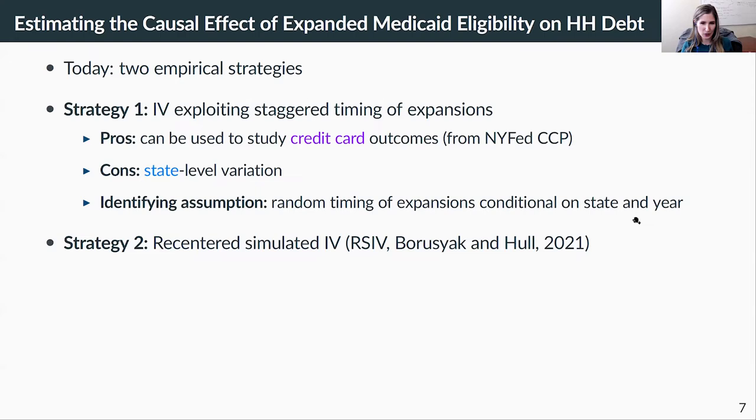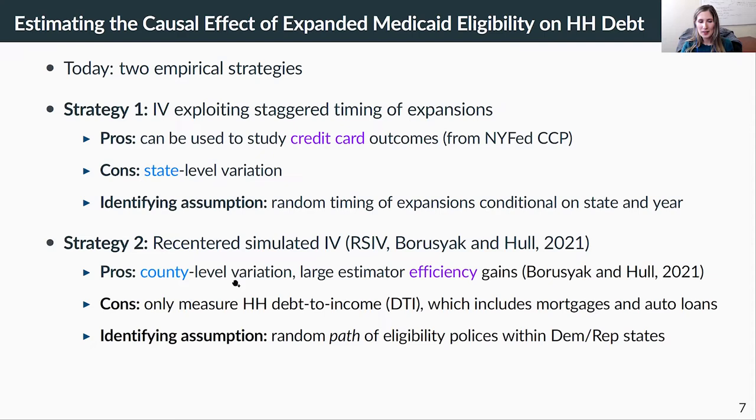Now for this recentered simulated IV strategy, what it's going to allow us to do is something more granular. So what we're going to do is a county level analysis. And one of the other big reasons for using this simulated IV is the potential efficiency gains. So this recentered simulated IV has the potential to give you a much more precise estimate through better efficiency.